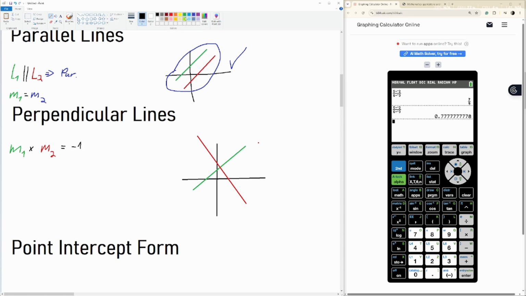And this means that if you have the gradient of line 1, for instance, and you want to get the perpendicular gradient, you can simply put a minus in front and then put 1 over your gradient. Therefore, you can simply put this as it is. And this is the gradient form, meaning that you can always use this.